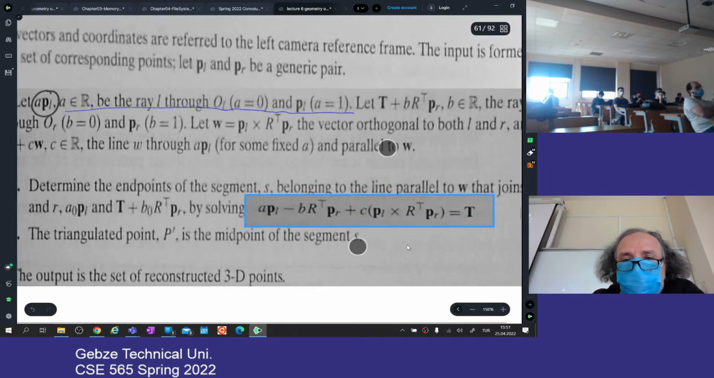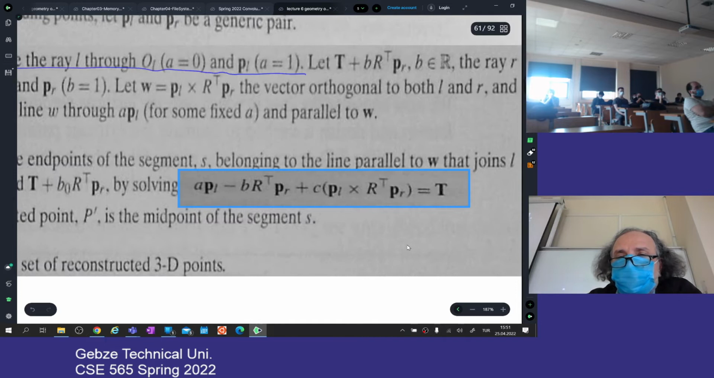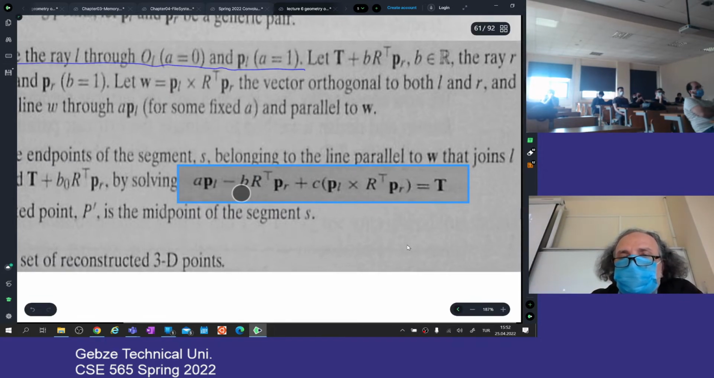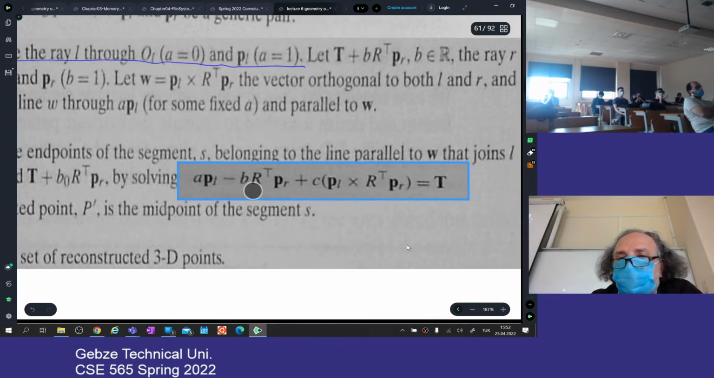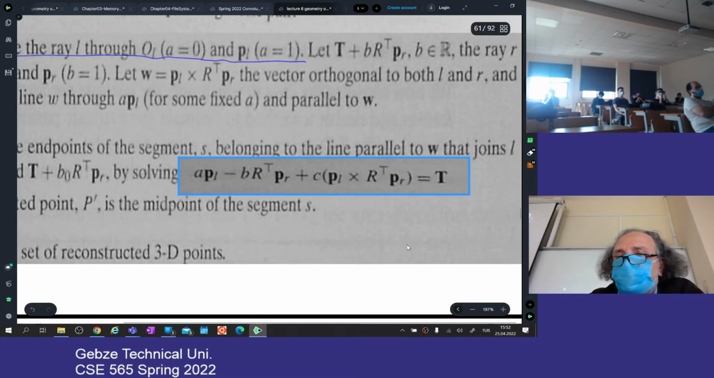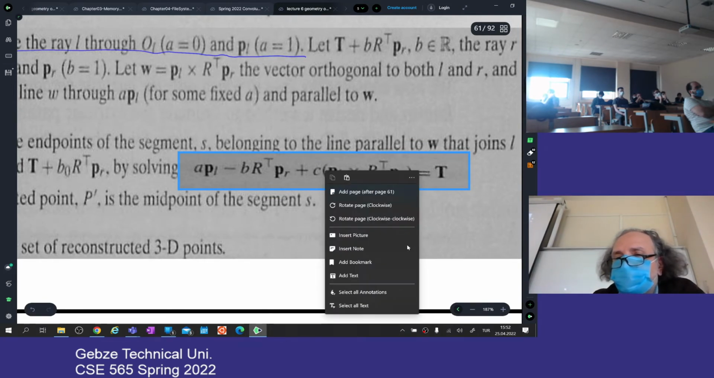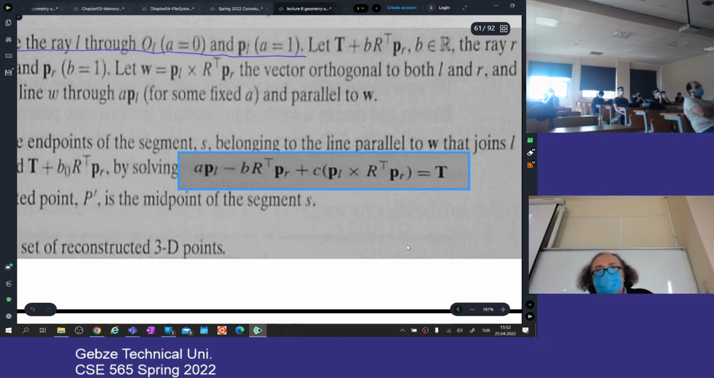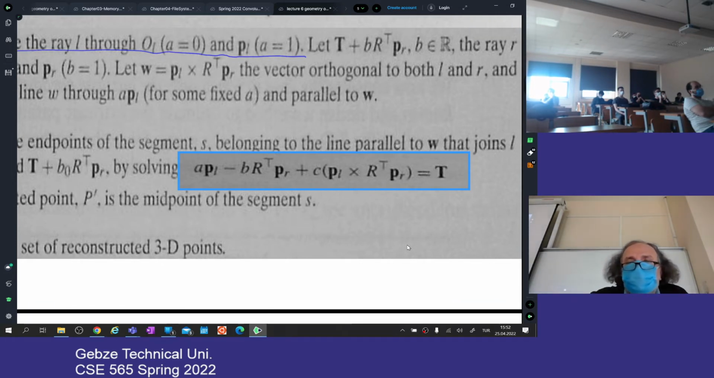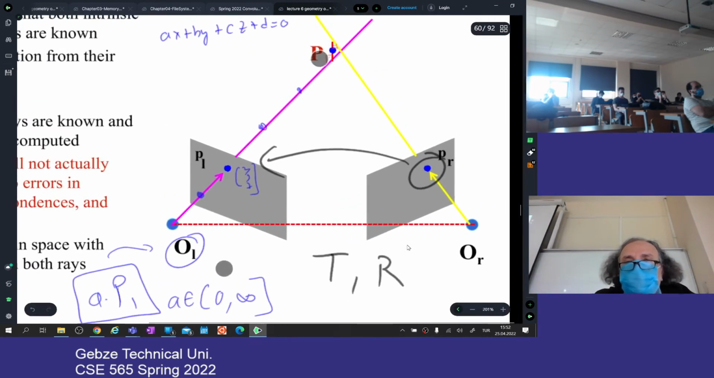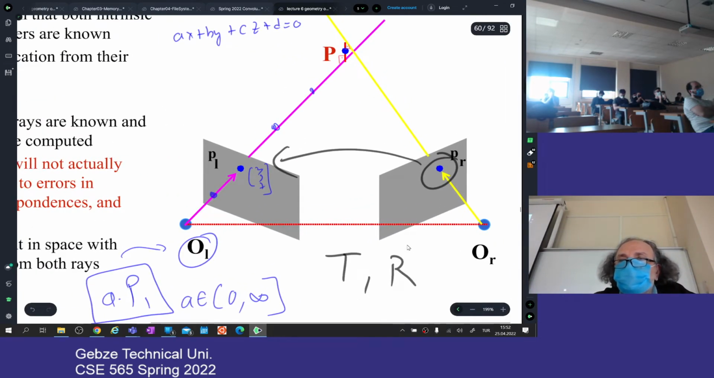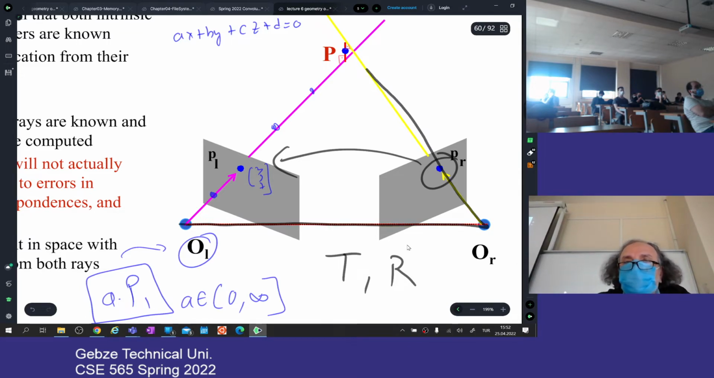And let's look at this formula. If I write A PL minus B RTPR, plus C PL cross product RTPR equal to T, that will be my formula for this whole thing. So it is kind of a loop. I will start from here, go there, go up there, come back, and like that.